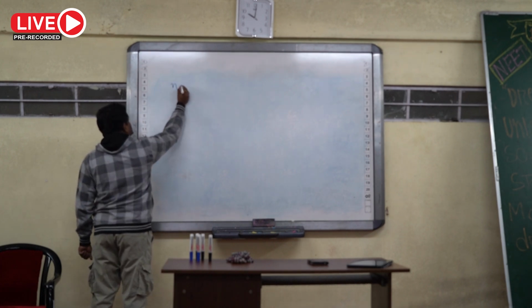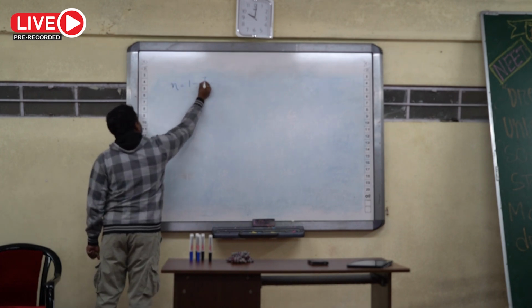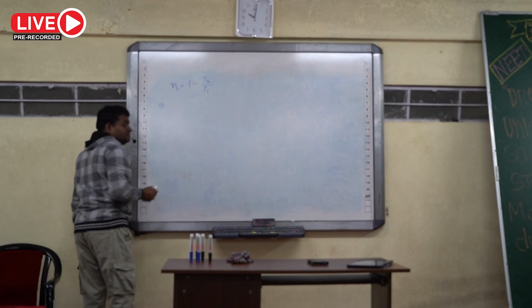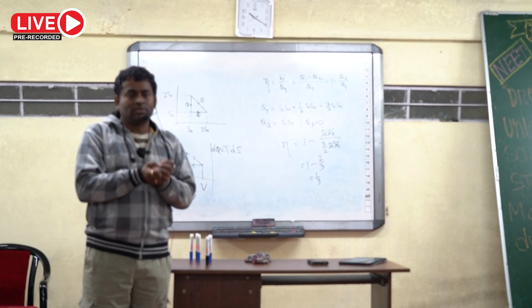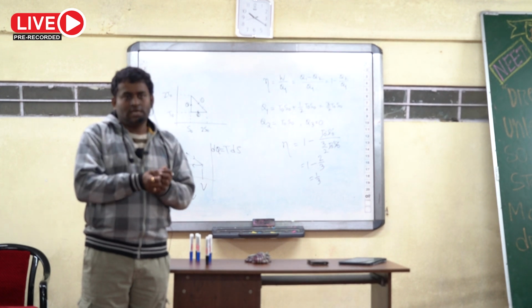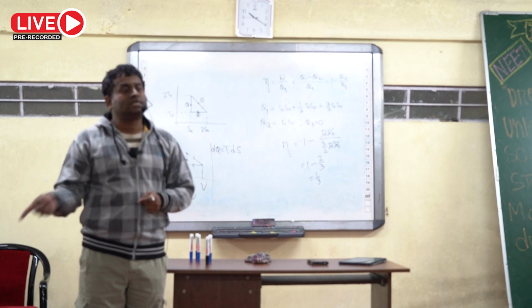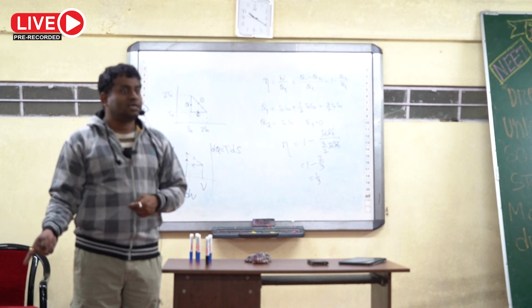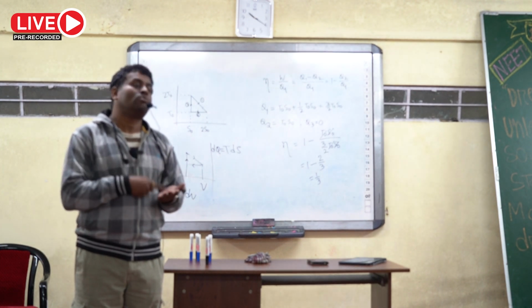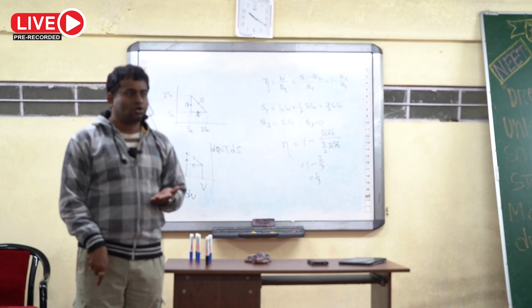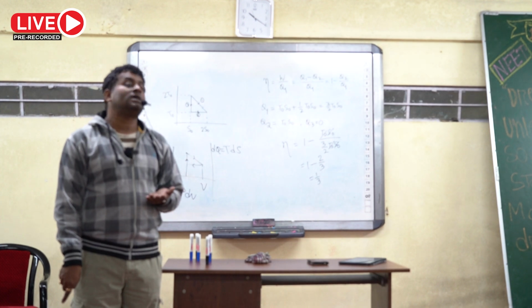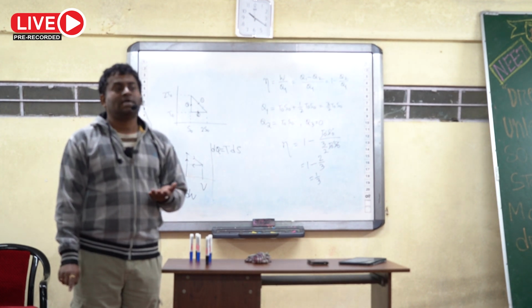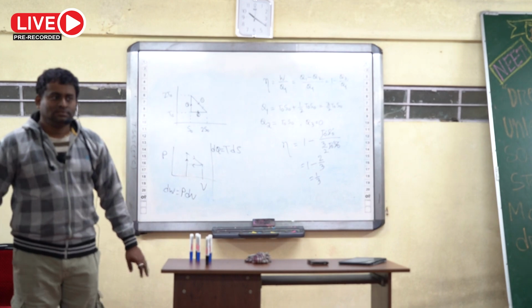Efficiency eta is equal to 1 minus T2 by T1. First, it obeys the Kelvin-Planck statement, because if it draws a certain amount of heat from the source, it must reject a certain amount of heat to the sink to produce some useful work. Because if it does not deliver anything to the sink, then efficiency will be 100%, which is not possible by the second law of thermodynamics.